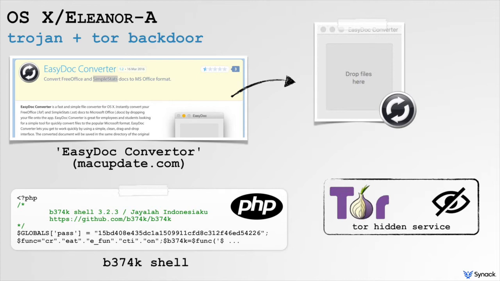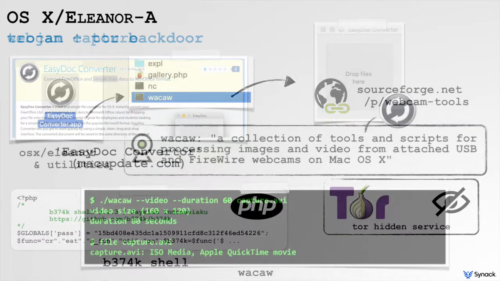It's a legitimate website where users go to get applications. So when users would then go to this website, macupdate.com, and look for a document converter application, if they grabbed this and downloaded it, they would have then just become infected with Eleanor. So in terms of its capabilities, it basically exposed the PHP-based web backdoor to the attacker via Tor. The PHP web backdoor was actually open source. So really nothing that sophisticated, but again allowed the remote adversary complete control over an infected user's Mac computer.